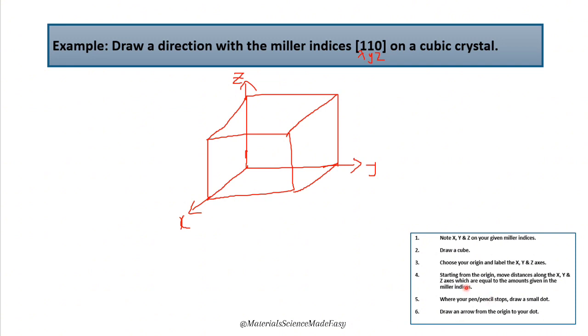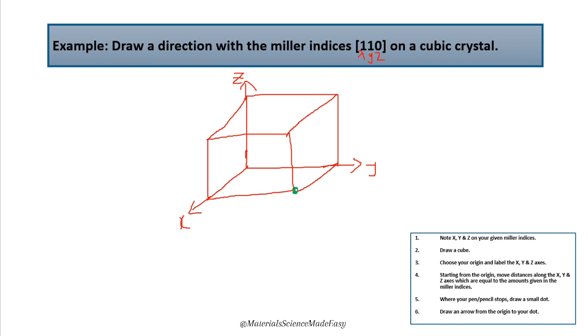Next step is starting from my origin, I move along the X, Y, and Z. So we move once along the X direction, we move once along the Y direction, and 0 along the Z. So this is where we stop. Let's draw our dot there.